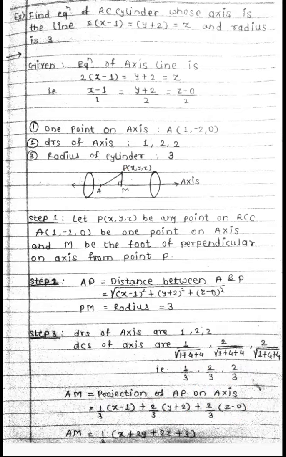Clear here, student? To find the projection of the AP line on the axis, you have to find the direction ratios of AP, and take the product with the direction cosines of the axis, and we will obtain the value of AM. So after taking the LCM, that means 1 by 3 common throughout, you will obtain x plus 2y plus 2z plus 3. Now we have obtained the value of AM, the value of PM, and the value of AP, that means we are finding the whole triangle value. Then come to the next step.